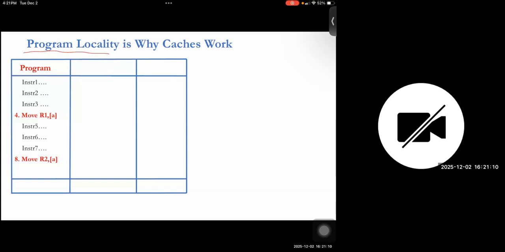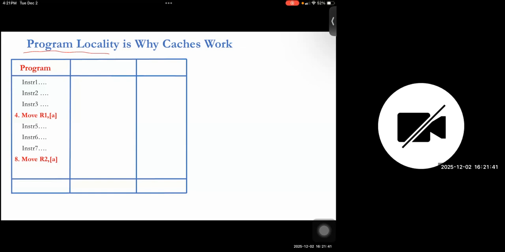But in this, let us see how using the program locality helps to place the recently referenced data or recently accessed memory into the cache, so that it will improve the performance of the CPU. So let us see that.